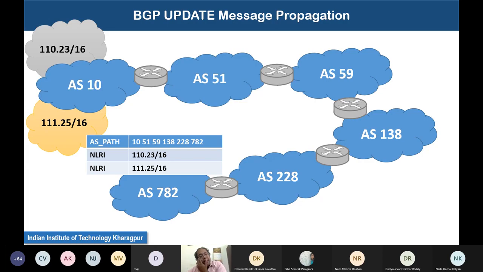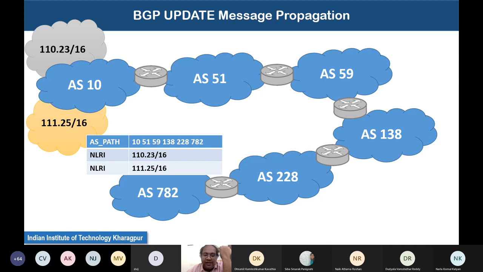So it will use the intra-domain routing protocol. Say one machine within AS782 wants to forward a packet to the subnet 110.23. That machine will generate the packet, and that packet will be routed to the gateway router, which is BGP configured. This forwarding will be done through some intra-domain routing protocol like OSPF or RIP.